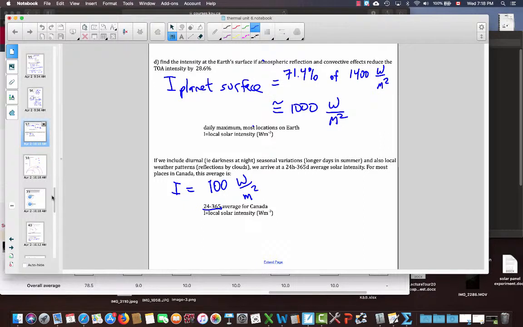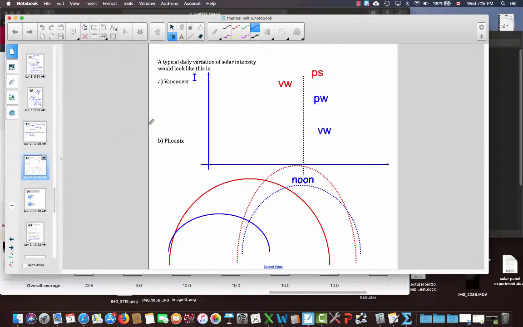Other places do better than that. The optimal place seems to be around the tropics. There's a good balance of having sunny days and getting nice direct sun. So a place like Phoenix is a really good place to have a solar panel. If we plot graphs of, say, the solar intensity in Vancouver and in Phoenix, it would look sort of like this. So this is PW, which is Phoenix's winter, okay?